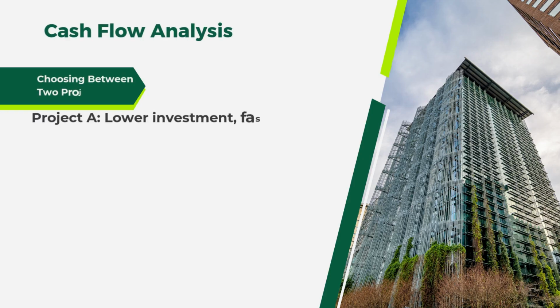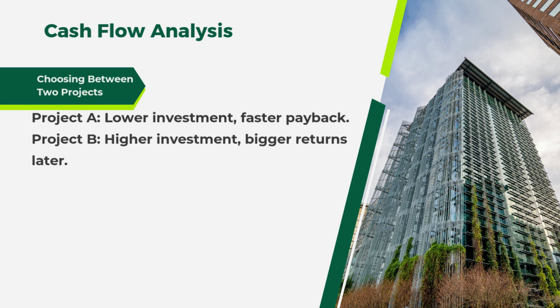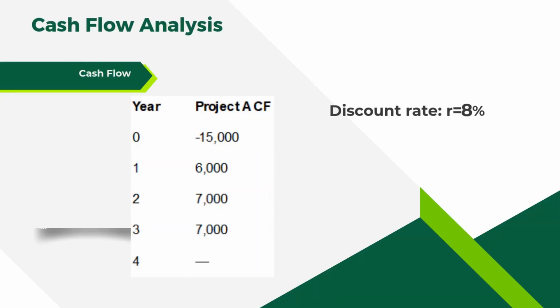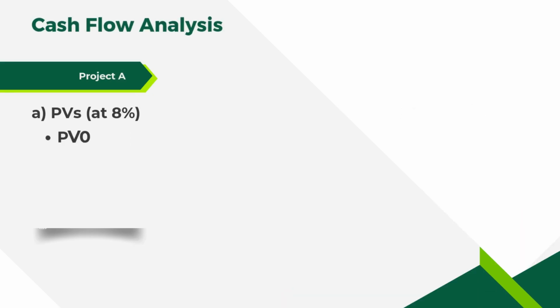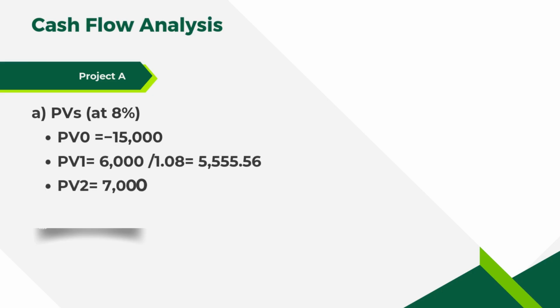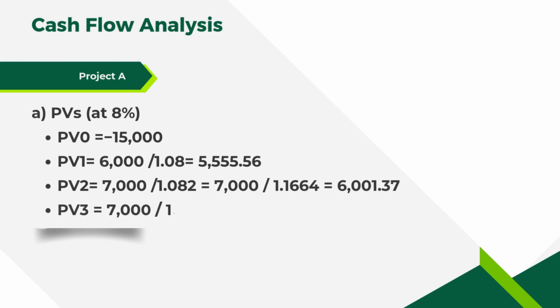Real example: choosing between two projects. Project A has lower investment and faster payback. Project B has higher investment and bigger returns later. Project A cash flow: year 0, minus 15,000; year 1, 6,000; year 2, 7,000; year 3, 7,000. Discount rate R equals 8%. Project A cash flows: minus 15,000, plus 6,000, plus 7,000, plus 7,000, years 0 to 3.